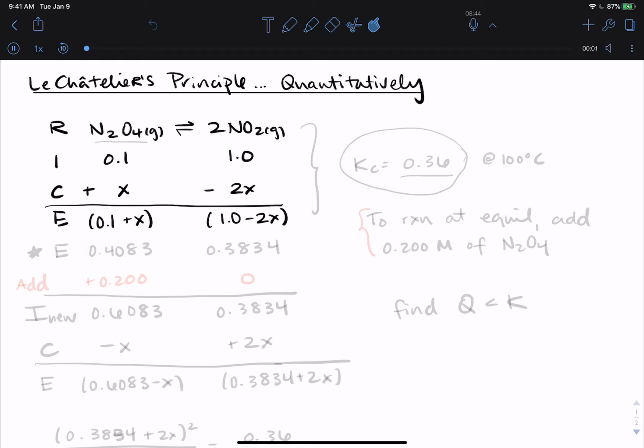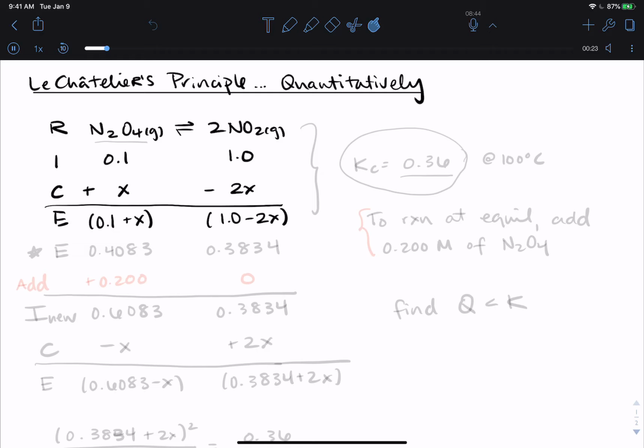In this video, I want to revisit Le Chatelier's principle, but I want to do so in a quantitative manner. So you may see some practice problems that look like this, but this will also give you another way to think about how reactions shift when they are at equilibrium and you perturb them in some way.